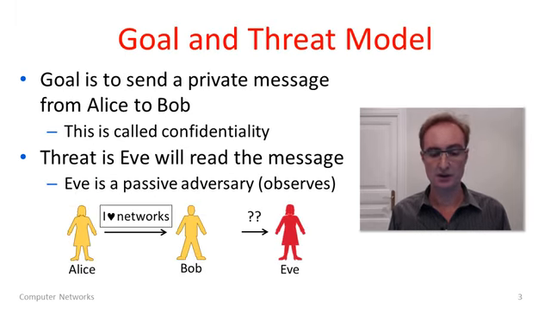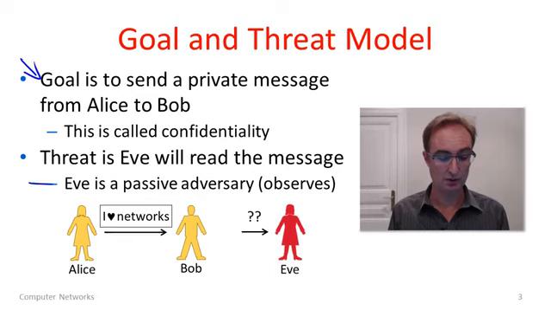Okay, so one of the first things I want to talk about here is the goal and threat model, so we understand what kind of security it is that we're trying to provide. The goal here is to send a private message from Alice to Bob. So Alice can send that message across the network to Bob and it will remain private. No one in the middle, Eve, will not be able to understand the contents of the message. This is called confidentiality. And you can see I have the diagram here. Alice is sending that message to Bob. And Eve here should not be able to read the contents of the message. That's the threat we're trying to protect against.